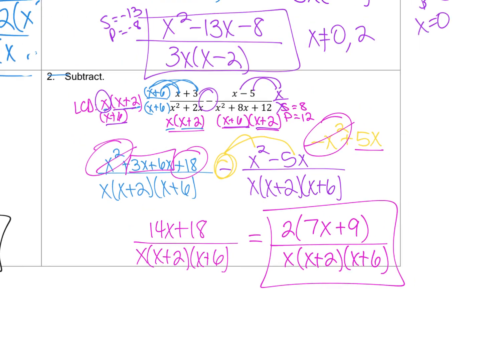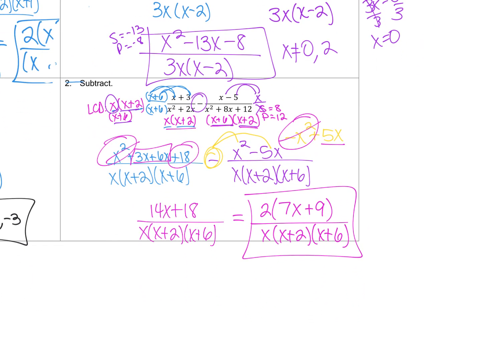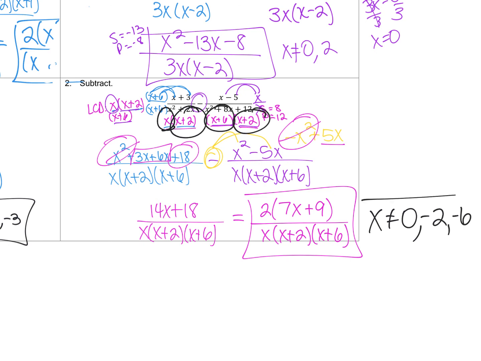Now make sure that you're putting your excluded values. So looking at the denominators of the original, 0 would cause that to be 0. Negative 2 would cause that to be 0. Negative 6, and then negative 2 again, so we don't have to write it twice.